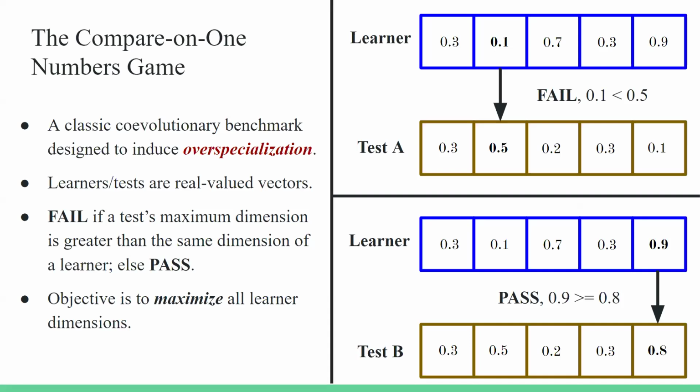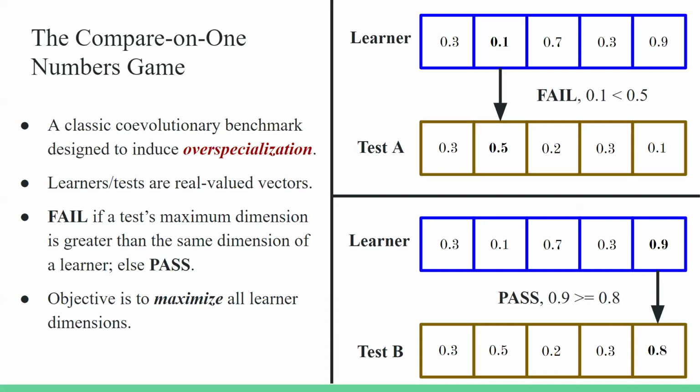So we're going to look at results on a couple of benchmarks. The first one is a classic benchmark problem for coevolution. Generally, if your algorithm doesn't do well on this kind of problem, it likely won't do well on more difficult real-world problems. In this case, learners and tests are both represented as real-valued vectors.